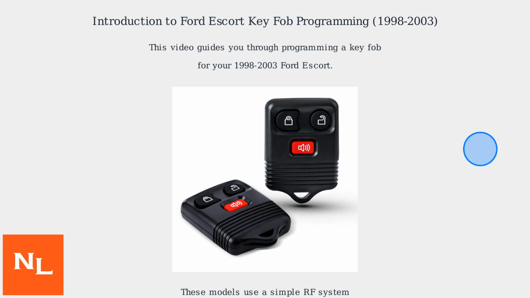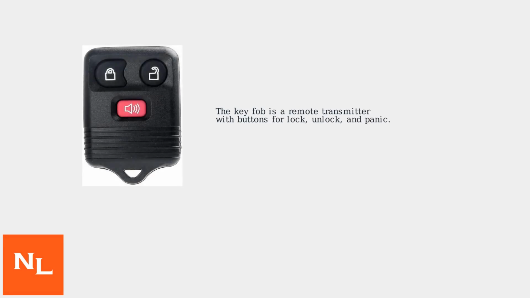Let's get started with understanding the key fob system. The key fob system in the 1998-2003 Ford Escort uses radio frequency signals to communicate with the vehicle's electronics. The key fob is a small remote device with buttons for locking and unlocking doors, and sometimes a panic alarm.